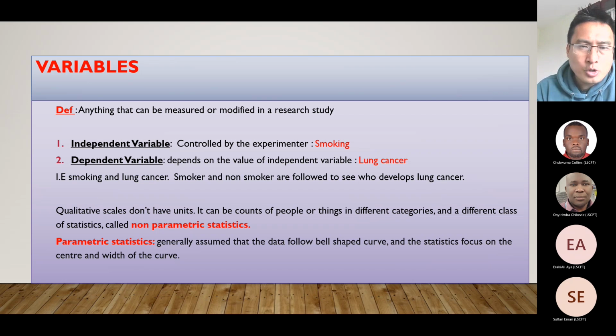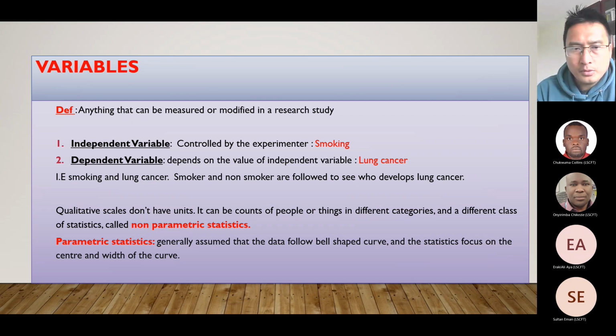So anything that can be measured or modified in a research study is called variables. So the variables are most commonly used in the RCT because they can be measured and modified. Okay, so the independent variables are the ones which are under the control of the person who is doing the research. Dependent variables depend on the value of the independent variable.